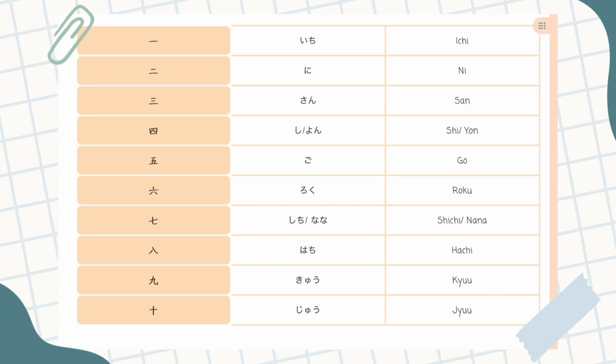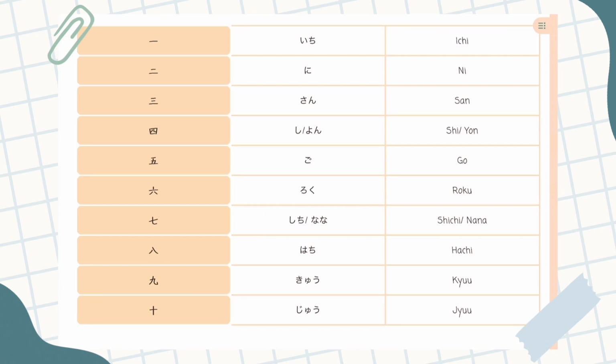So enjoy. 5 is go, like I'm gonna go to the... I don't know, I have nothing for that one. At 5 o'clock I'm going to go. There we go. Roku is 6. Again, I have nothing for this one. 7 is the same as 4 in that it has 2 readings. We'll explain that later, but for now, shichi, nana. Hachi is 8. I have nothing fun on that either.